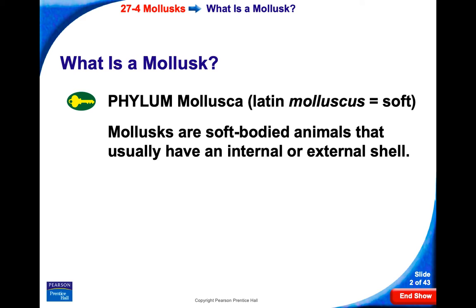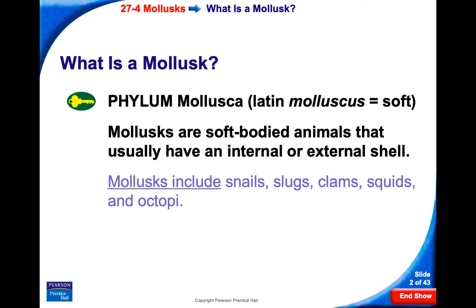So mollusks, the phylum is called Mollusca, and that Latin word molluscus means soft, and that actually is a very good description of a main characteristic of mollusks in that they are soft-bodied. So they have very delicate, soft body tissues, and in order to protect those soft bodies, they'll either have an external shell or sometimes some kind of internal shell or structure that acts almost like a skeleton, providing some rigidity.